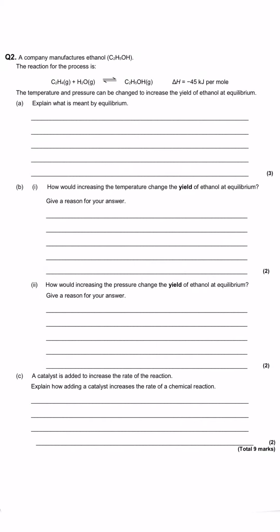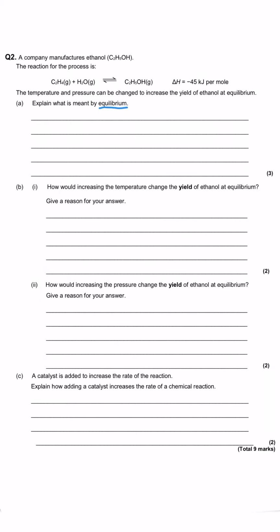This next question is actually also about the production of ethanol from ethene and steam, but they ask the questions in a slightly different way, and hopefully that's been good practice having a go at it. So first of all, they ask us what is meant actually by the term equilibrium.